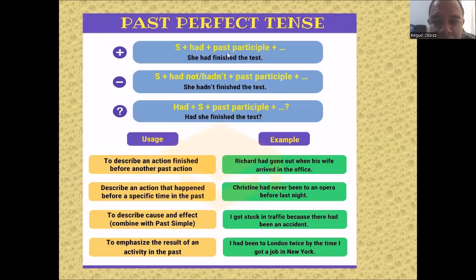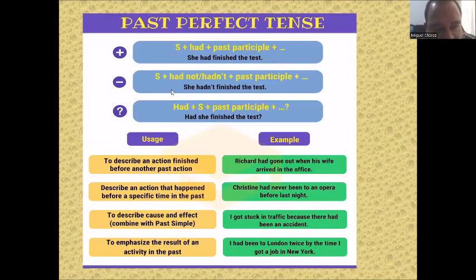Remember that in past perfect, we are not going to change the auxiliary verb. We are going to have had for any subject. And after had, we are going to have the past participle.